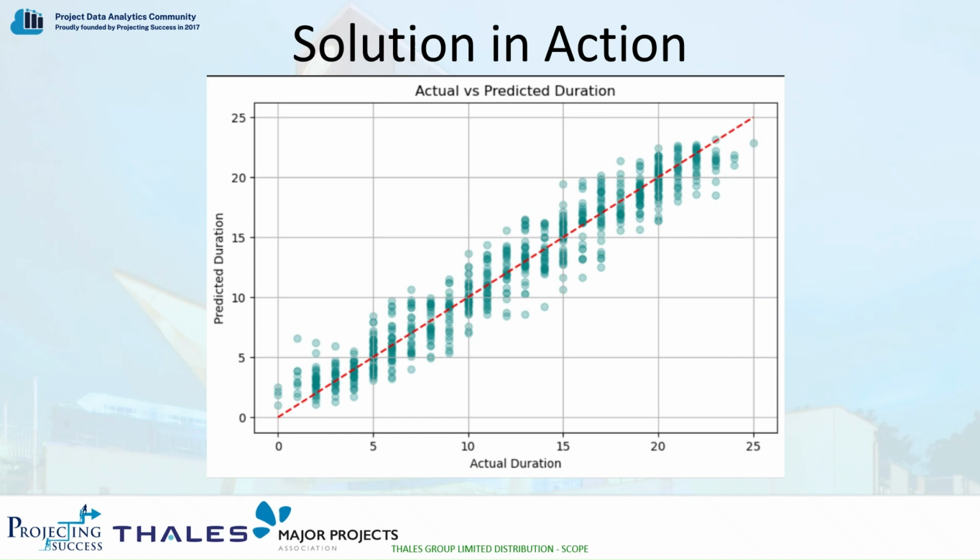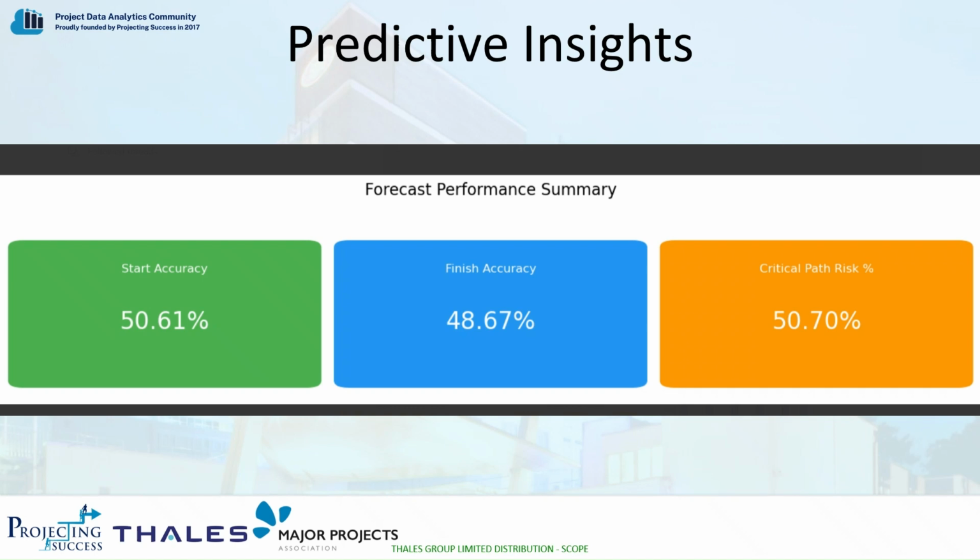This chart shows how well our model predicts task duration. Each dot represents a task. If it is close to the red dashed line, the prediction was accurate. Overall, the model is tracking closely to real outcomes, with a few exceptions we'll fine-tune after the hackathon.